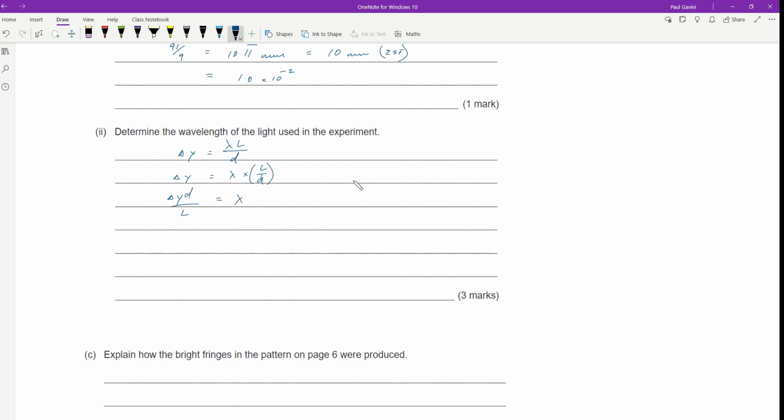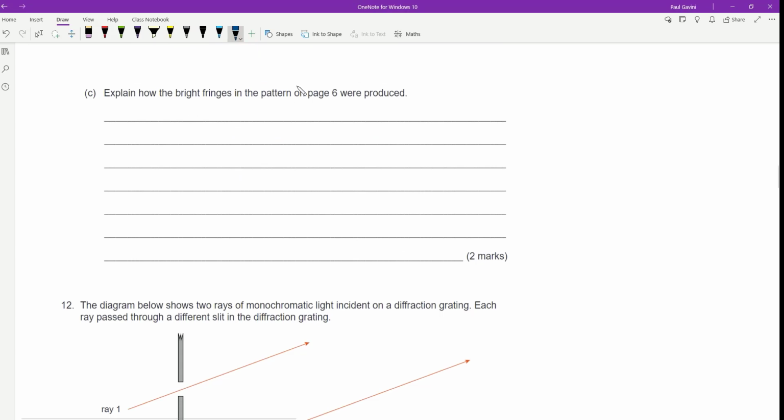Substitute my values now, so that's 1.2 times 10 to the power of minus 4 times by 1.0 times 10 to the power minus 2 over 1.9, and that gives us 6.3 times 10 to the power minus 7 meters. Don't forget your units. Explain how the bright fringes in the pattern on page 6 were produced.